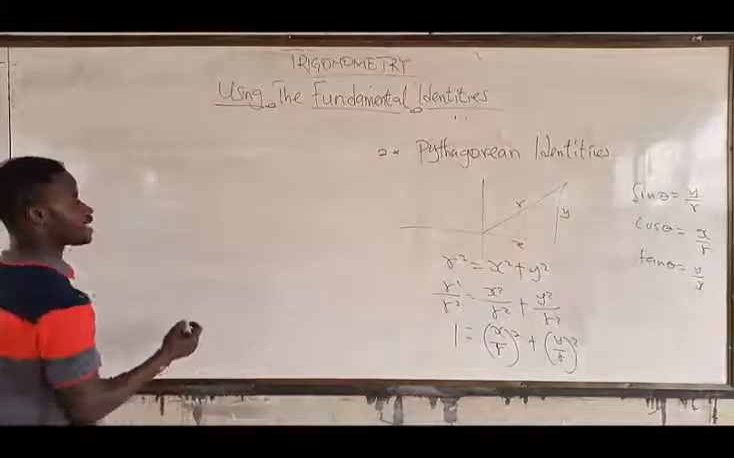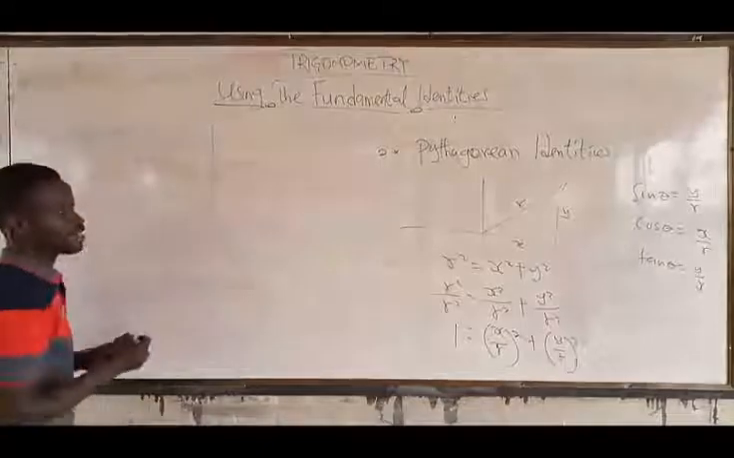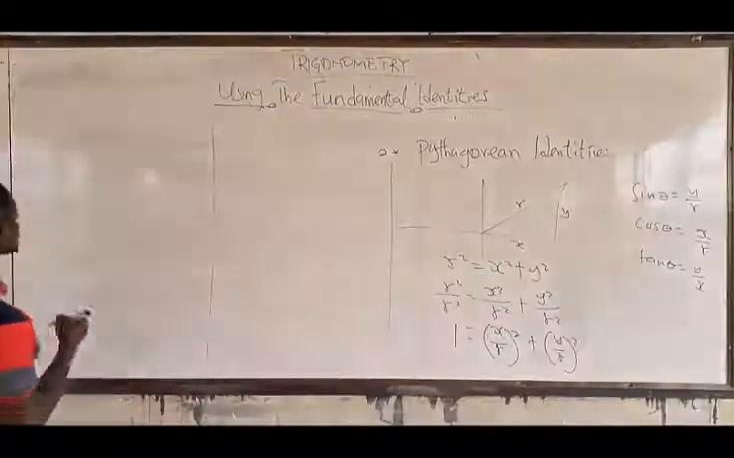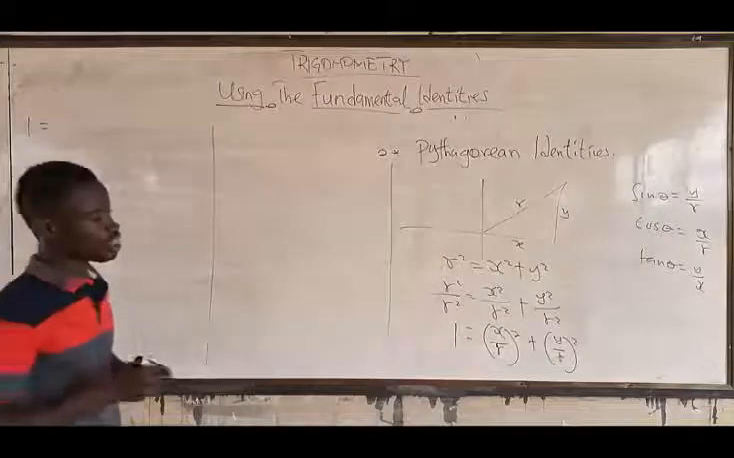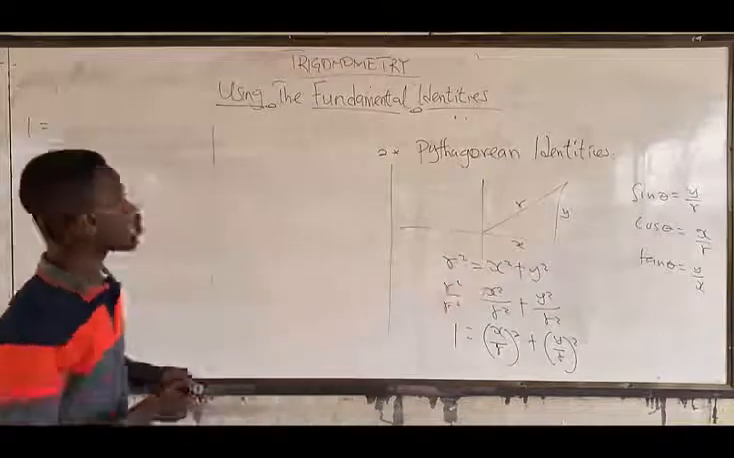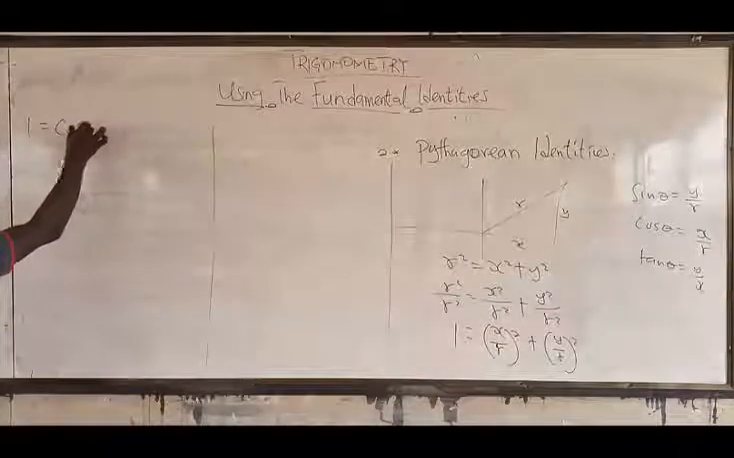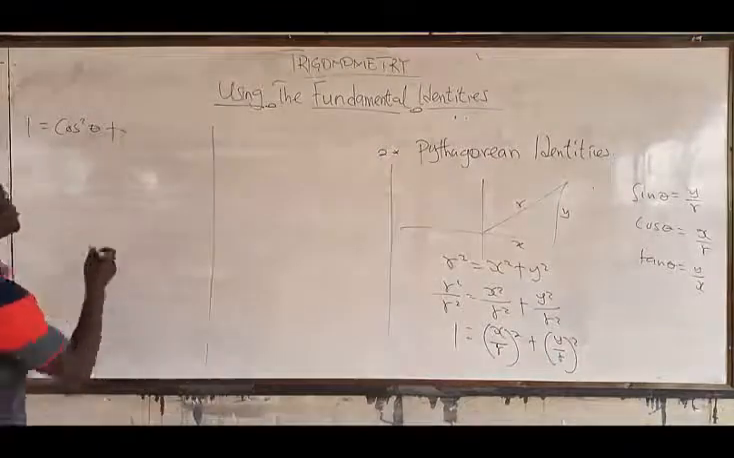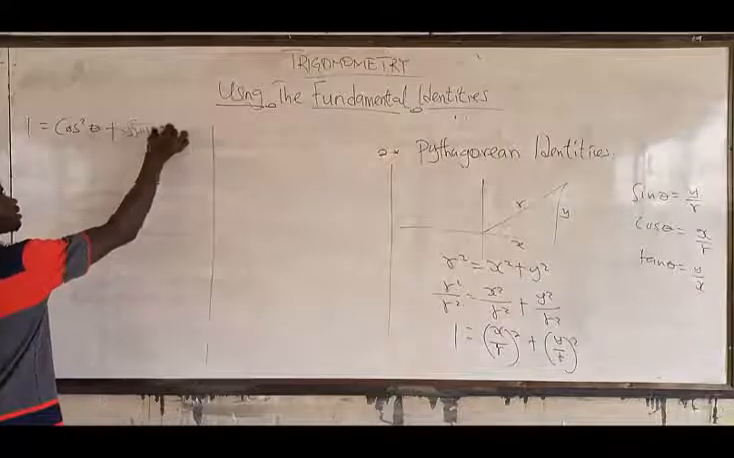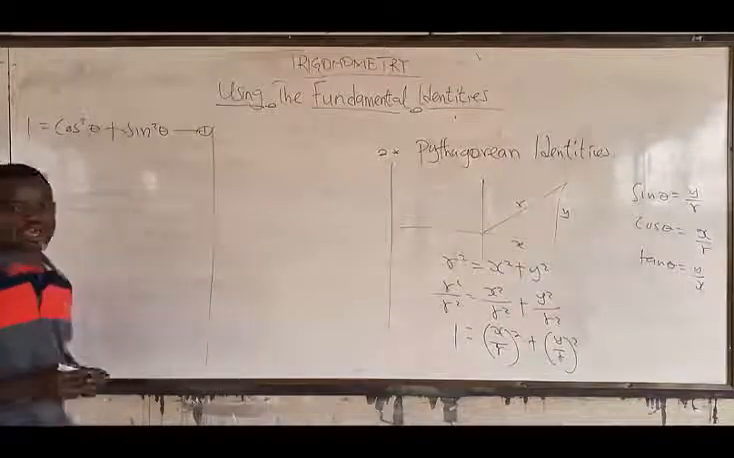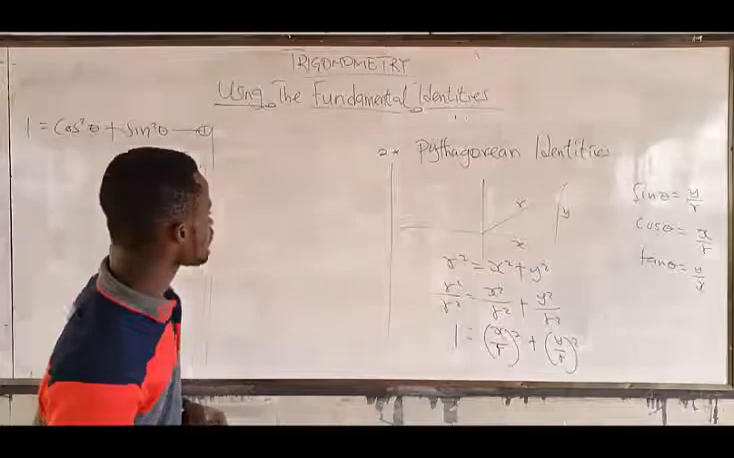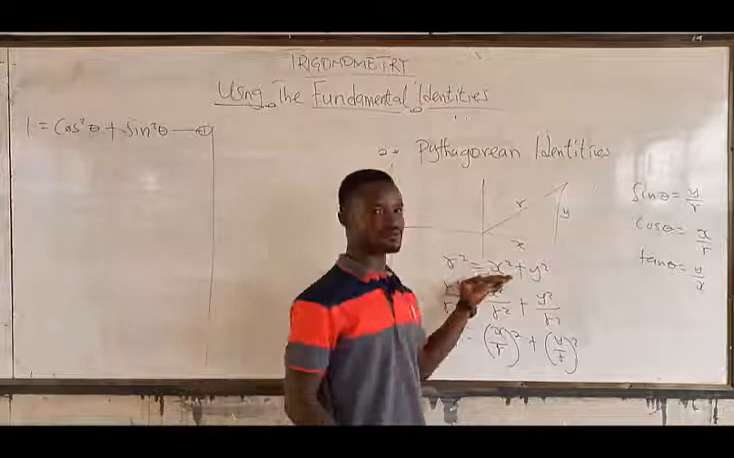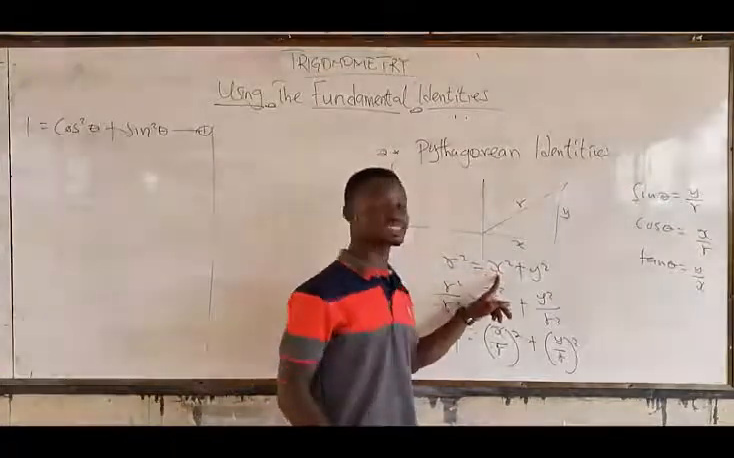By substitution, we can get our first Pythagorean identity, and that is 1 is equal to cos squared theta plus sine squared theta, since x over r is cos and y over r is sine. So this is our first Pythagorean identity. Then we move on to the second Pythagorean identity, using the same thing, but in this case, we are going to divide each term by x squared.